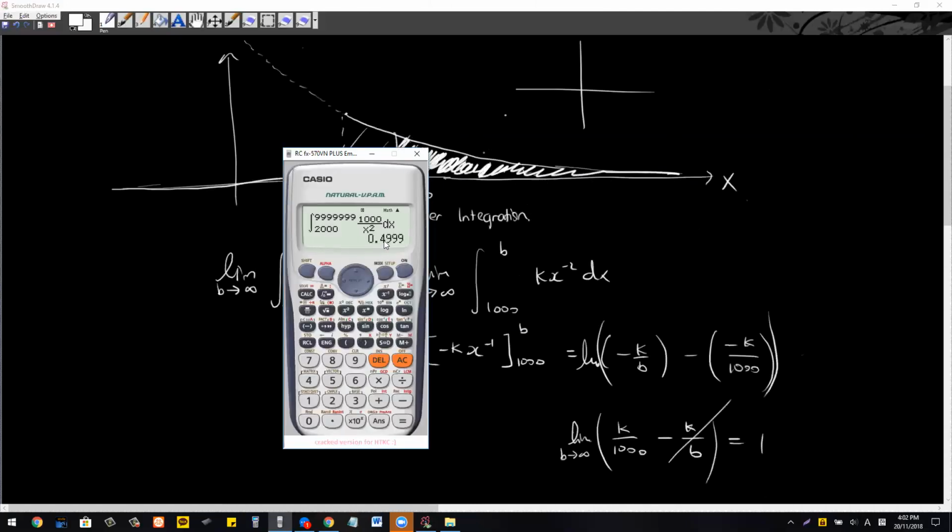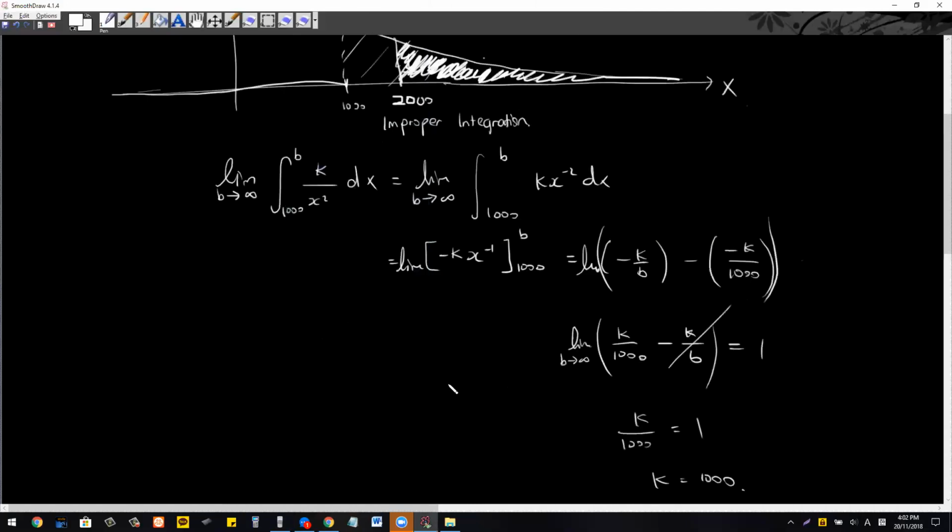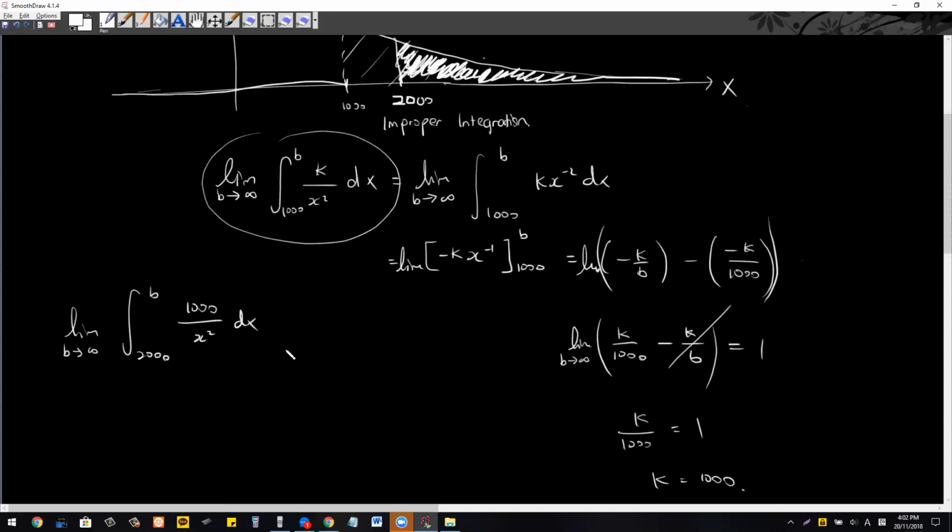But obviously, you cannot use a calculator for that one. You have to use the same thing here. You have to do the limit as b goes to infinity, with b here and 2,000, and then k over, so this is 1,000 here now, right? 1,000 over x squared dx. So you need to actually prove that this is exactly 0.5.